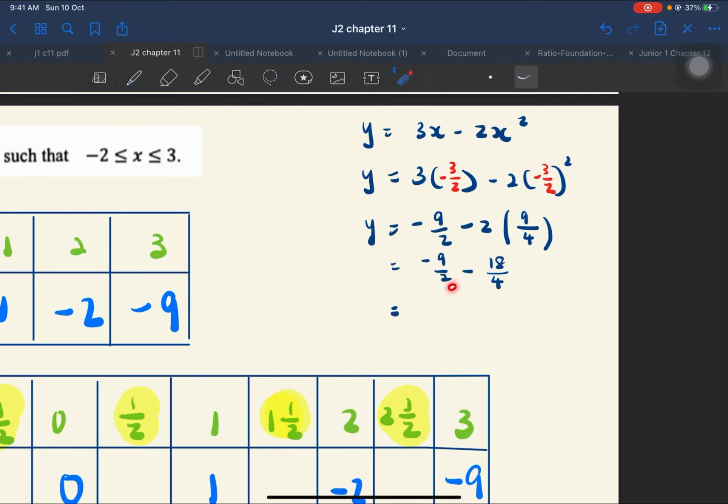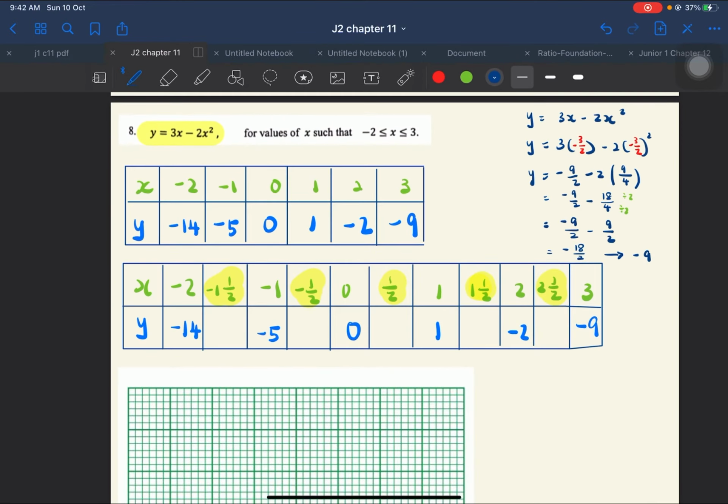Since the denominators are different, I'm going to multiply by 2. I will get negative 9 over 2 minus 9 over 2, which is equivalent to negative 18 over 2. And you can put it into a whole number, which is negative 9. Substitute your y value, fill up your table with negative 9. So when your x value is negative 1 and 1 over 2, your y will be negative 9.